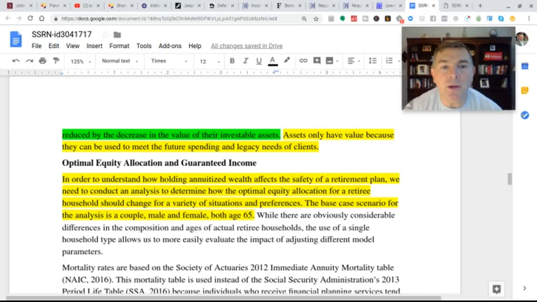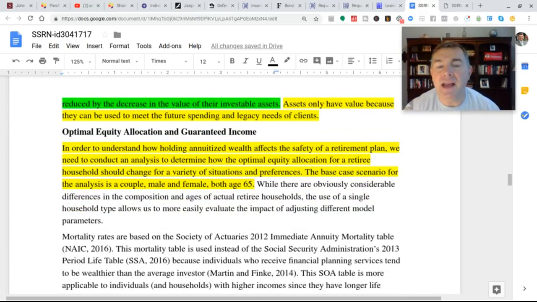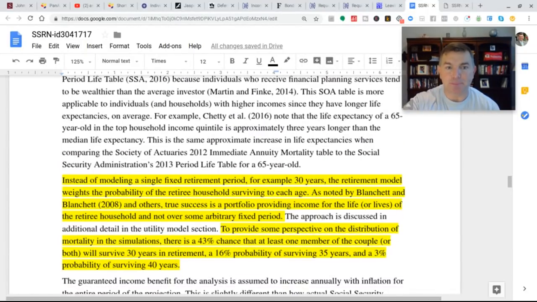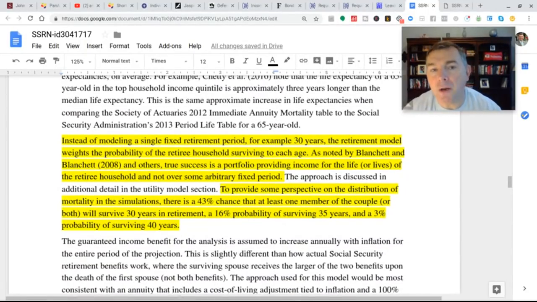All right, so in order to understand how holding annuitized wealth affects the safety of a retirement plan, we need to conduct an analysis to determine how the optimal equity allocation for a retiree should change for a variety of situations. Again, the base scenario is a couple both age 65. We just talked about that. Instead of modeling a single fixed retirement period, for instance 30 years. Oh, you're 65, you live to 95. Okay, where are we getting that from? Just pulling it out of the air.